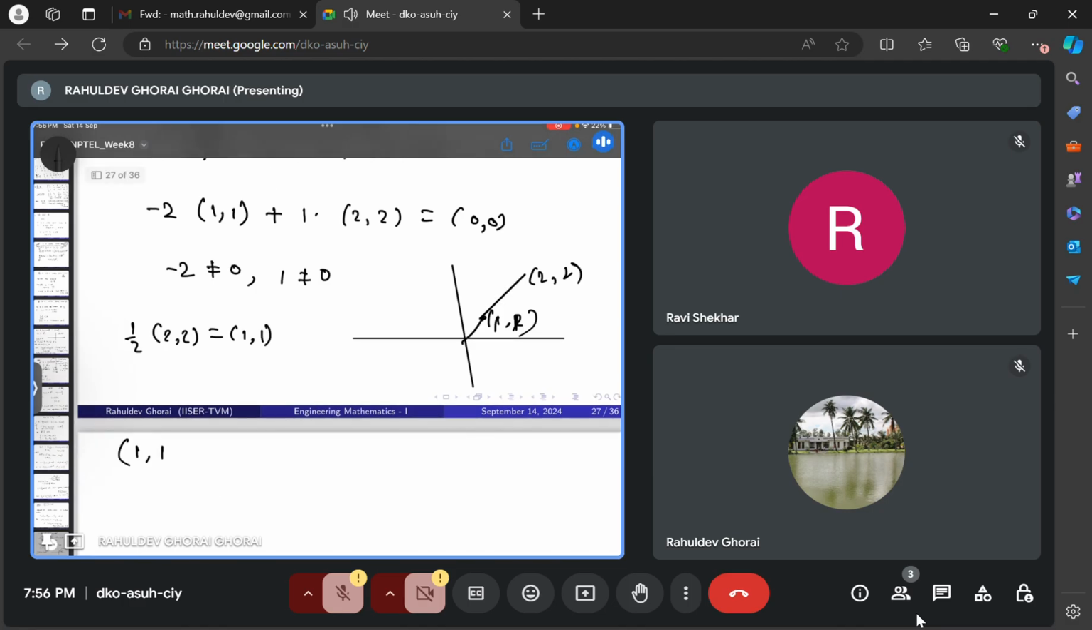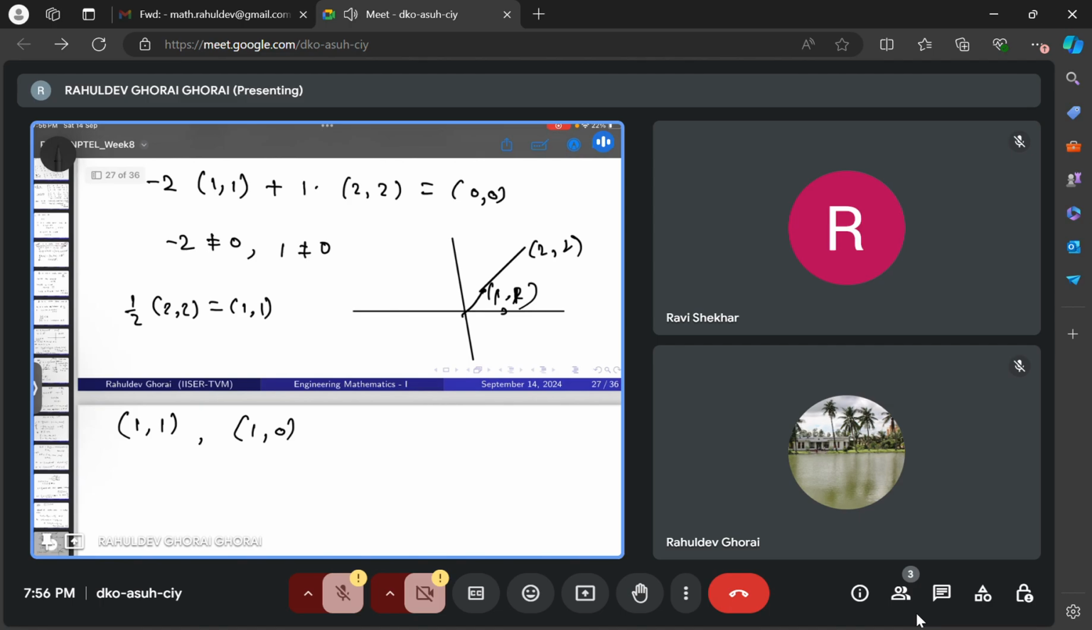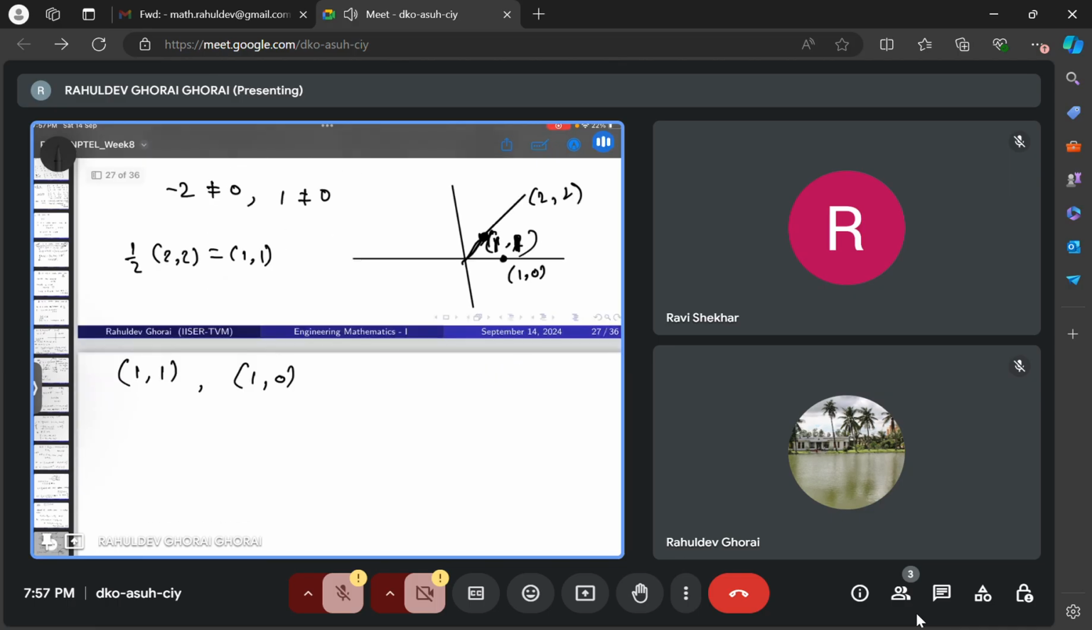Now keep (1,1) fixed and take (1,0). Can you say whether they are linearly independent or not? (1,0) lies along one direction and (1,1) is here. Can you ever get (1,0) from (1,1)? That's the question. We will prove that we cannot get (1,0) from (1,1) by any linear combination. Okay? We will see why it is happening.